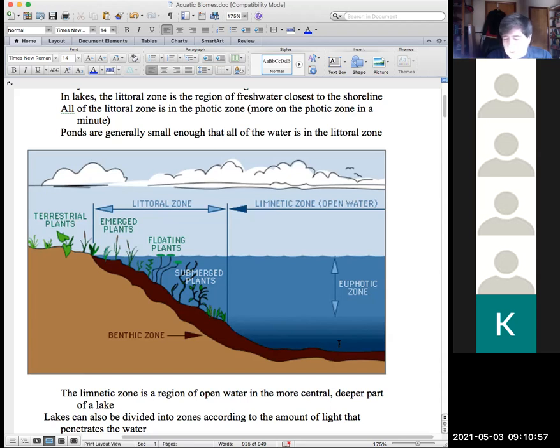Because if you would go out, there's a little lake around here called Wolf Lake. Wolf Lake doesn't have a depth of 600 feet. The entire lake is the littoral zone and the euphotic zone. If we look at Lake Michigan, we might think of it as being very deep, and Lake Michigan is a lot deeper than Wolf Lake, but Lake Michigan only has a few areas where the depth is greater than 600 feet or 200 meters. So most of Lake Michigan is in the euphotic zone.